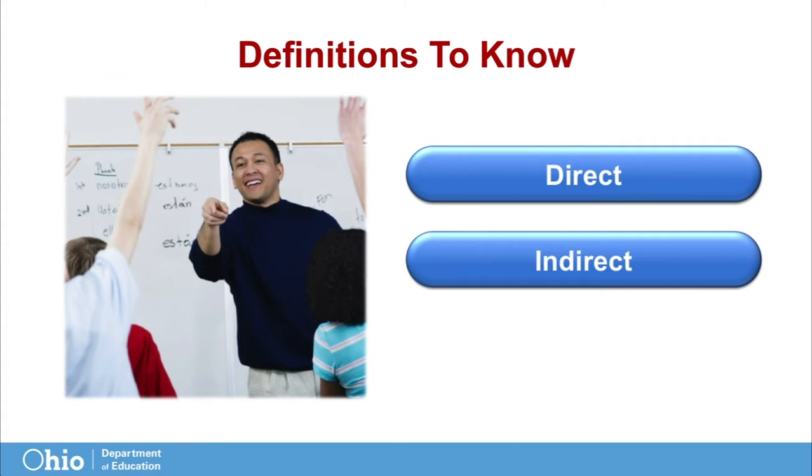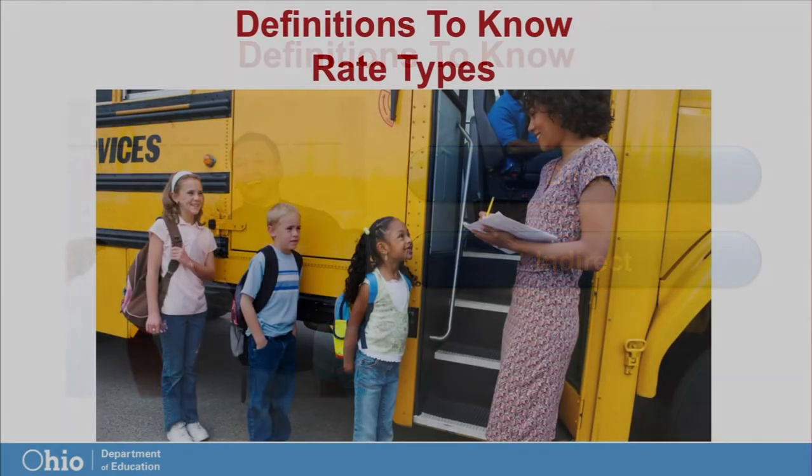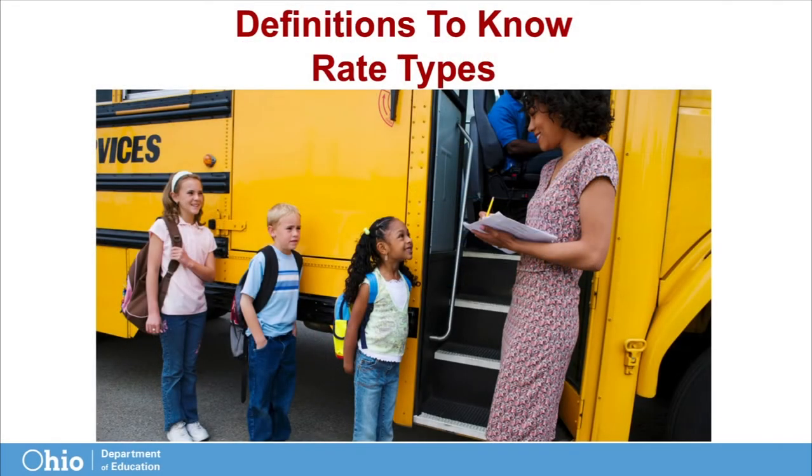The terms we will discuss now are applicable only if you are submitting an indirect cost rate proposal. Let's define the rate types first. There are two types of rates, restricted and unrestricted. The restricted rate is used for most U.S. Department of Education programs administered by school districts that have the supplement, not supplant requirement.